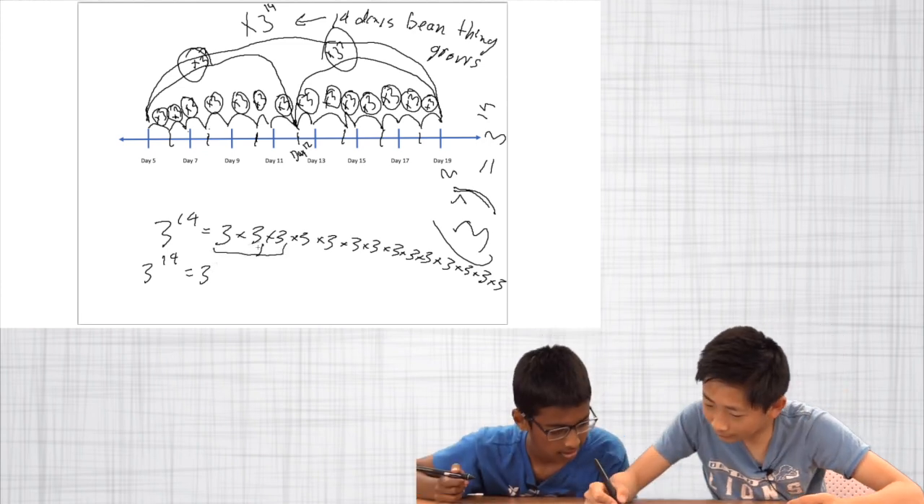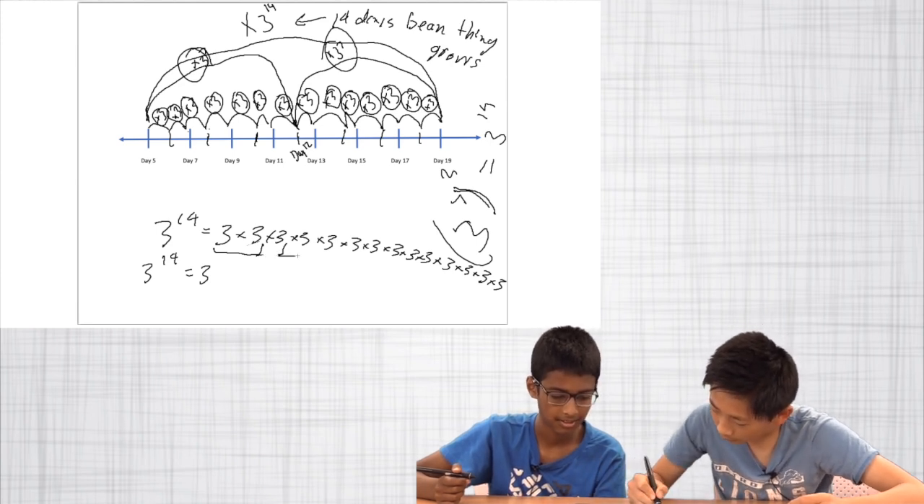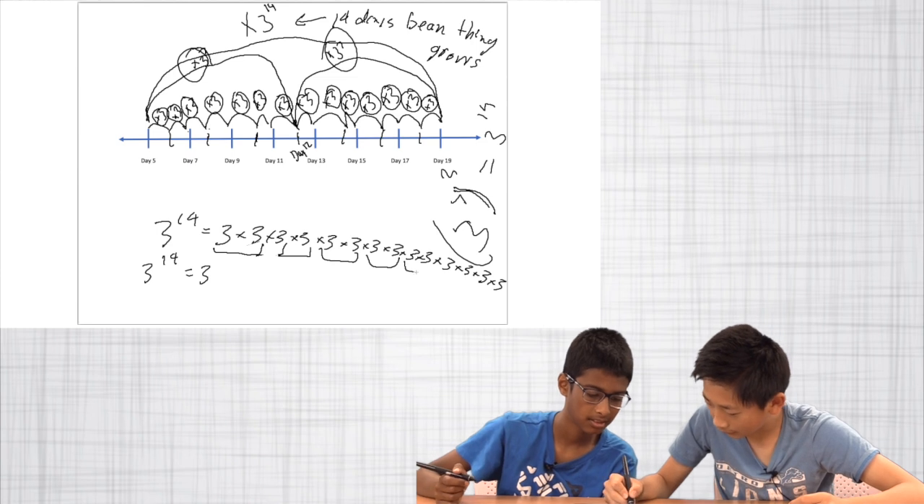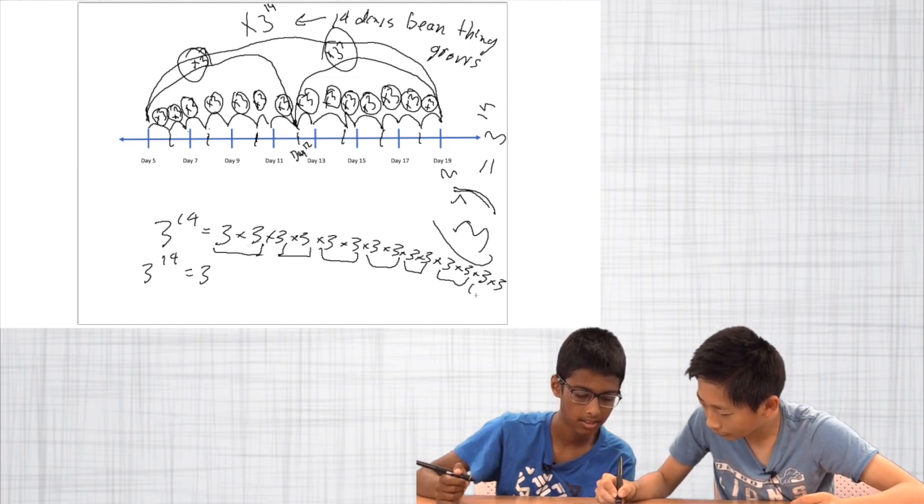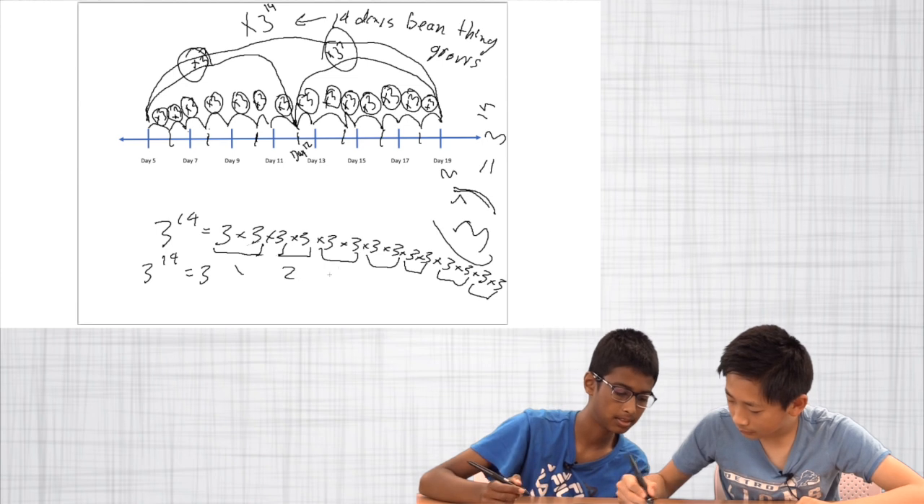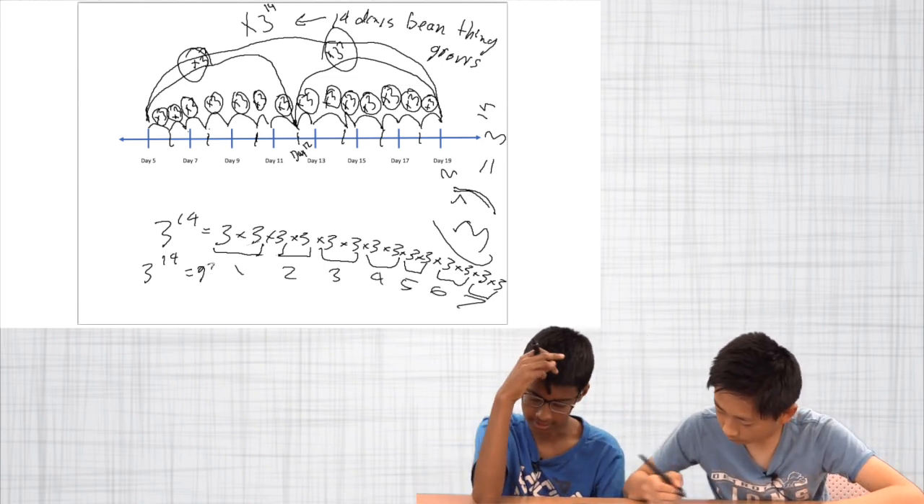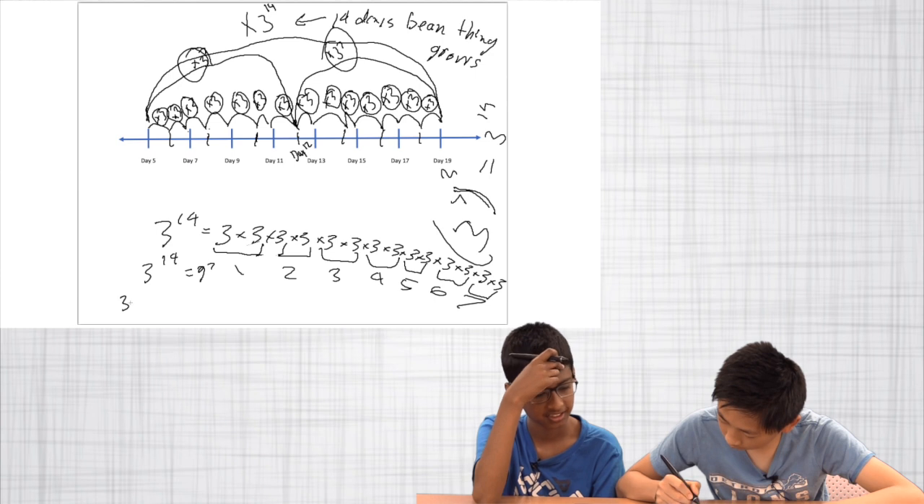Yeah, this is 9. And then another 9. And then another 9. And another 9. And another 9. And another 9. And another 9. So there's 7 of them. So can you write that somehow? Yeah, 9 to the 7. Can you see the 9 to the 7 in the timeline?